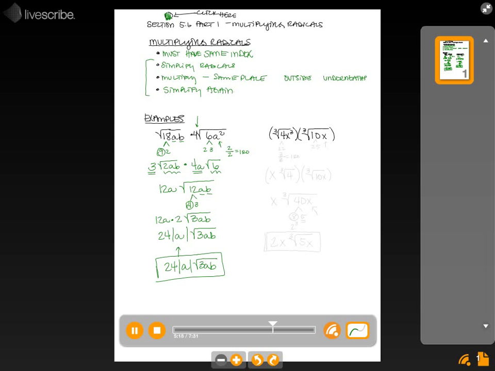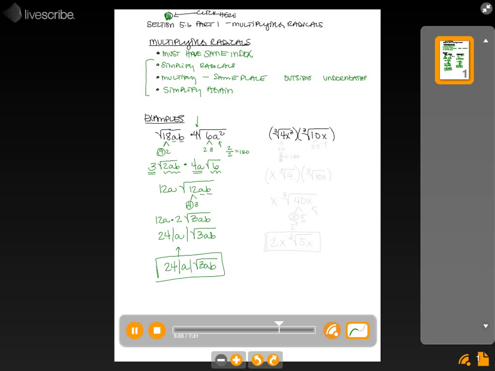All right, let's look at our second example. Our second example is written a little differently. Notice we have the things written in parentheses, and that's fine. It means the same thing. We're just going to multiply them together. Both of them also have an index of 3, which is good. That means we can multiply them. So our problem is the cube root of 4x cubed times the cube root of 10x.